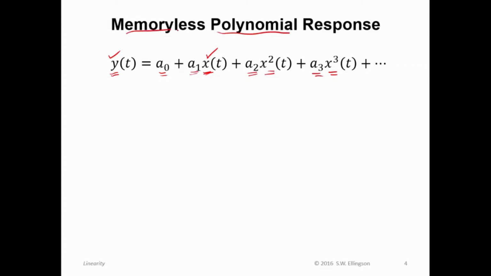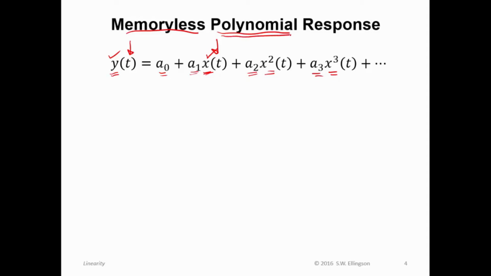What we mean by memoryless is that the output depends only on the current value of the input. It doesn't depend on the input a millisecond ago or a microsecond ago. It depends only on the current value of the input. Now let me just comment briefly on these assumptions.